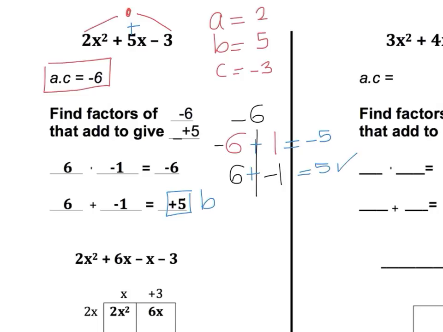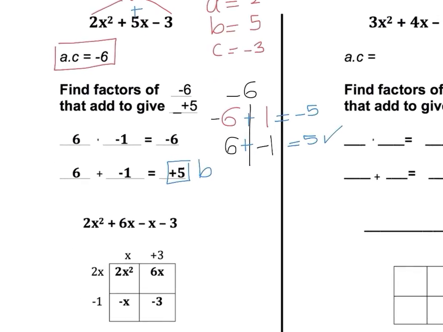And that's what I want. And 6 times -1 is -6, so I found those two numbers. There are 6 and -1. Now what do I do after that?